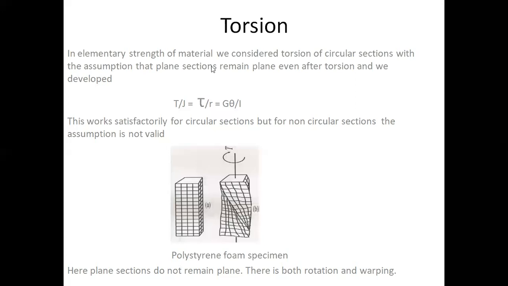Now let's see how we take care of this warping. I'll go through this once again just to emphasize what warping is. Warping simply means that the plane sections do not remain plane. They also warp. And there is a twist. Twist is also there. Twist is there for a circular cross section also, but there is no warping. Now to take care of this warping, we have to go through a different methodology. Now let's see what that is.